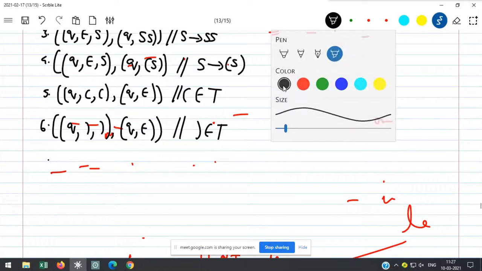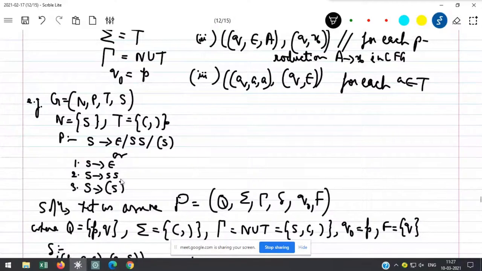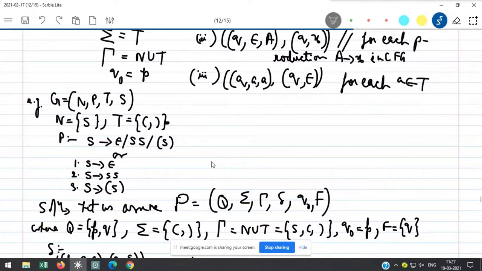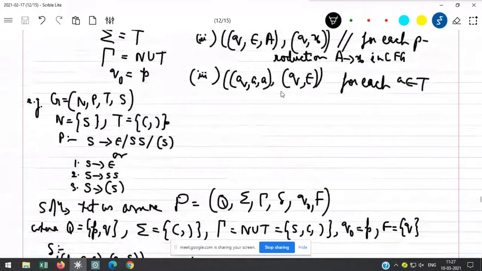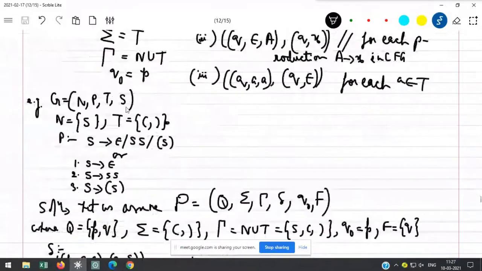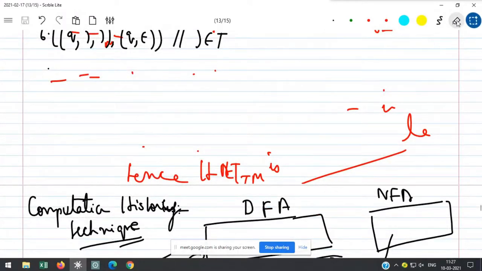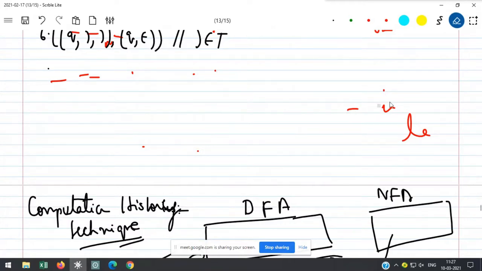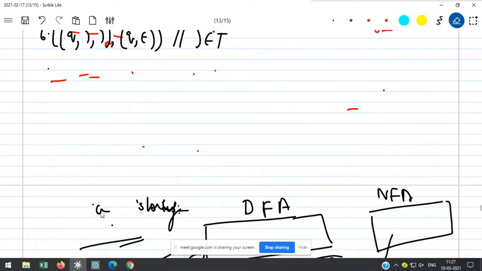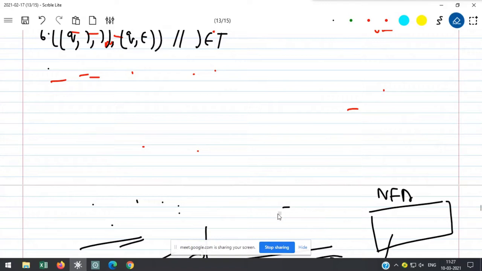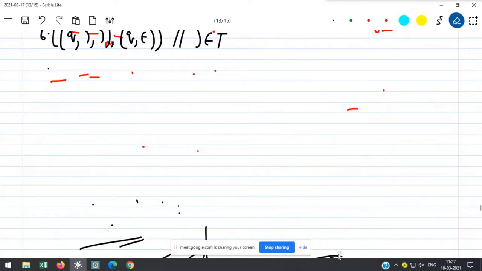So this is the way how we should be designing a PDA from a given CFG. Let me take another example. Whatever the rules being provided to us, we have done the same in here with this particular example. Now let me take another example. With that example, I'll just end the session. Don't get confused, just follow the rules. Let me take another example.